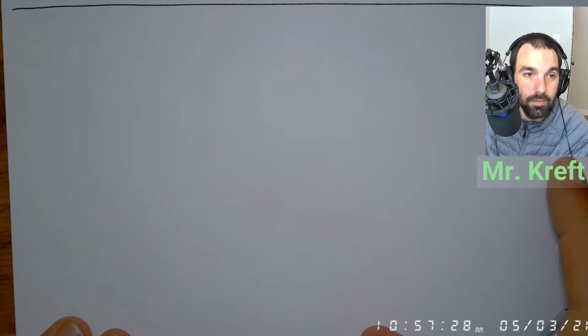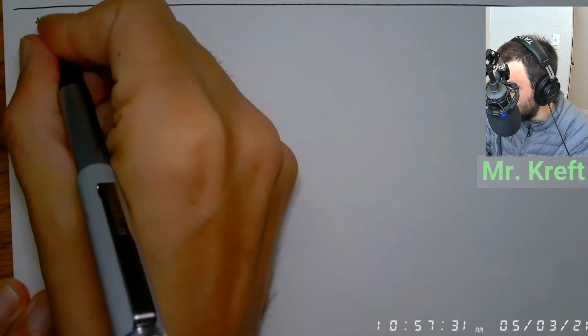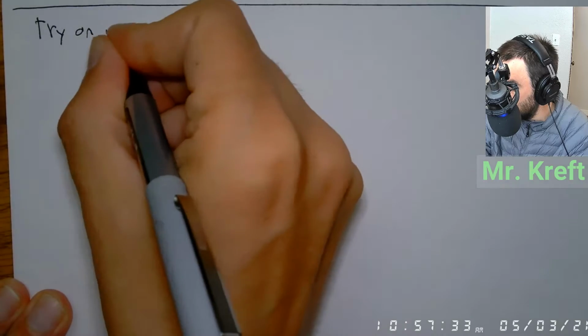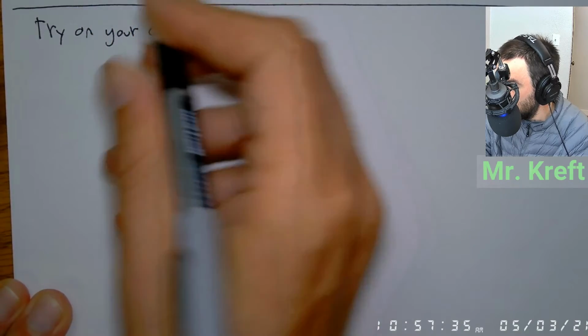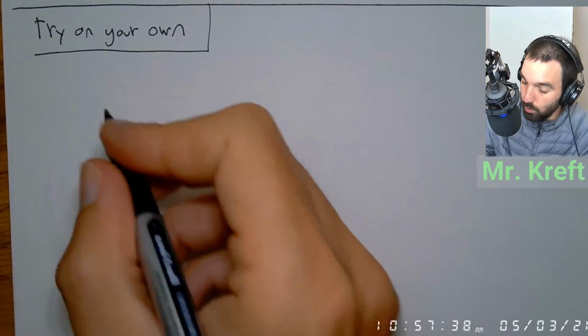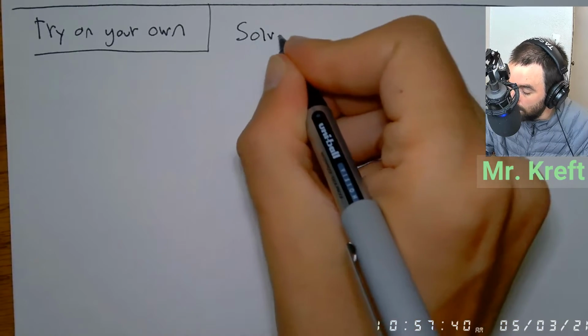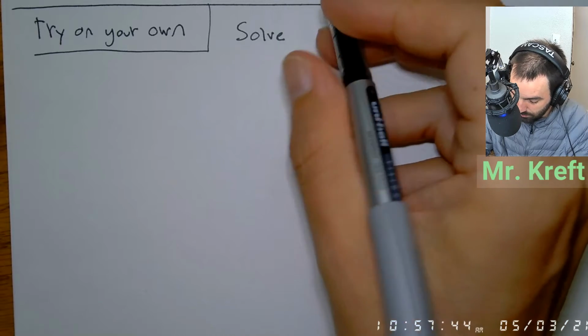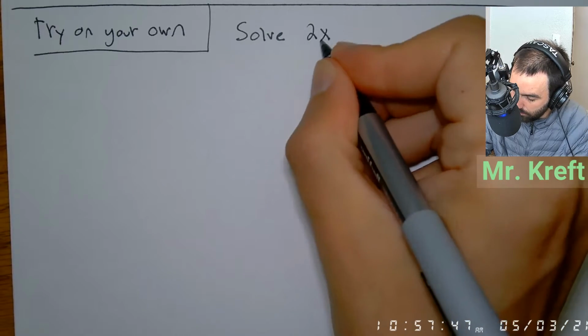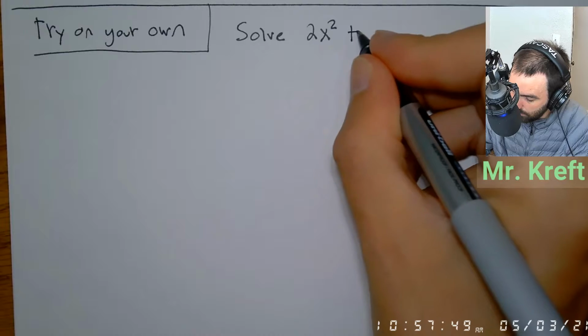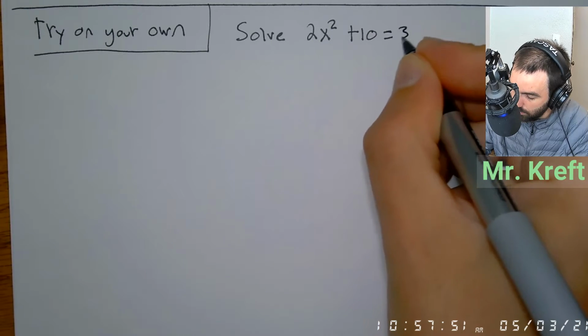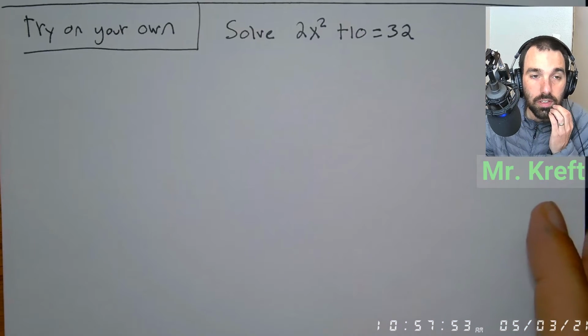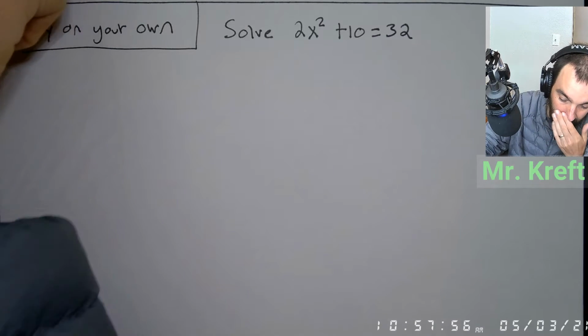Okay. I'm trying to save some paper here, so ignore. I guess you guys can't see that here. We'll ignore everything above that. So we're gonna have one that's try on your own. So what we're going to do is we're going to solve, what do we have here? 2x squared plus 10 equals 32. So let's just start there. So I'm going to have you guys try this one on your own.